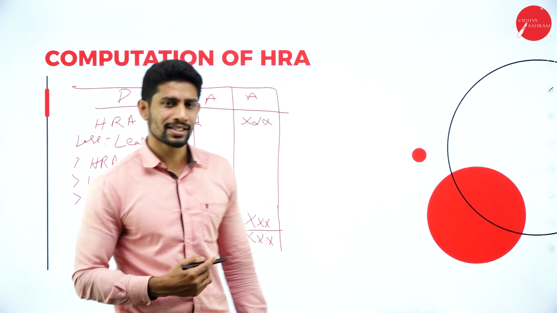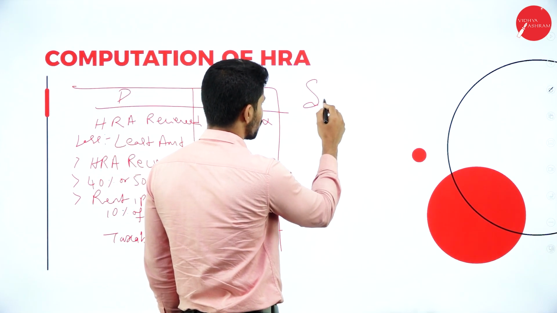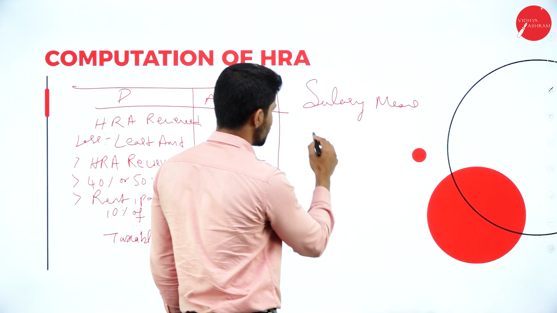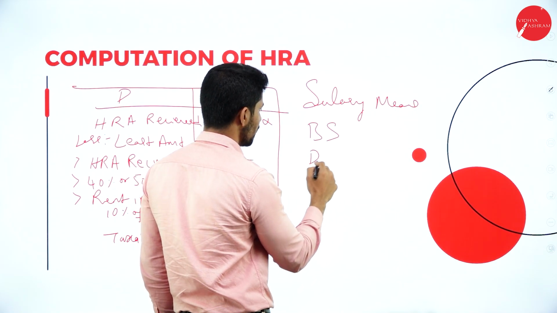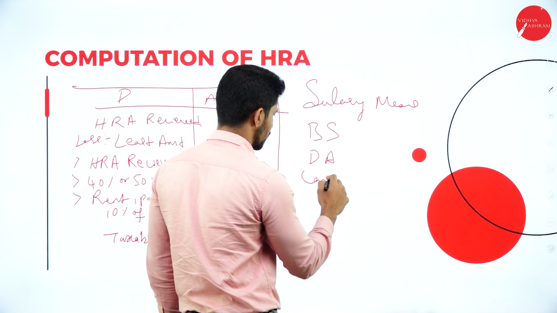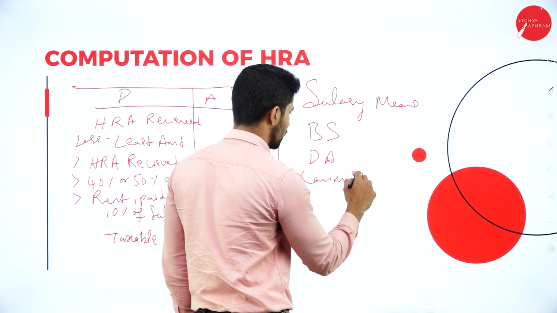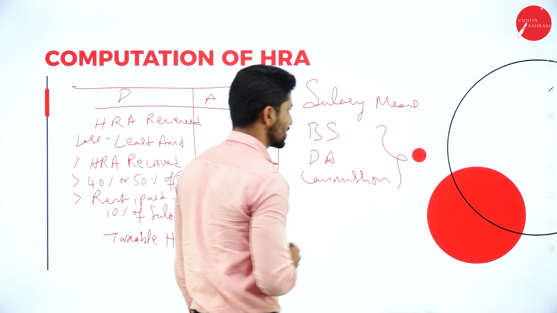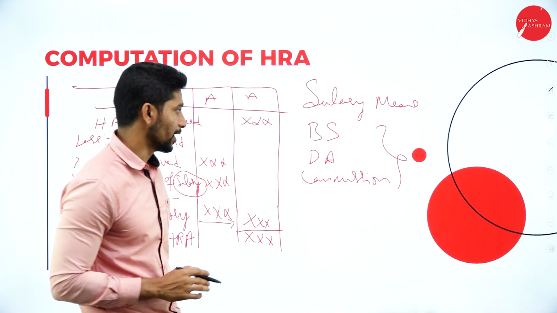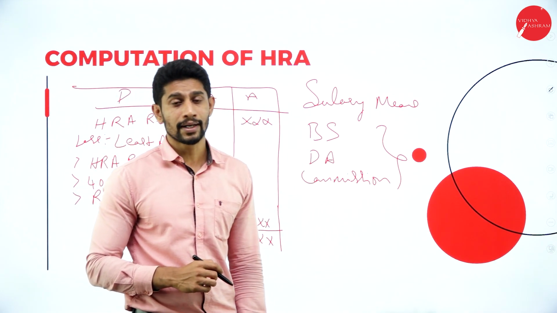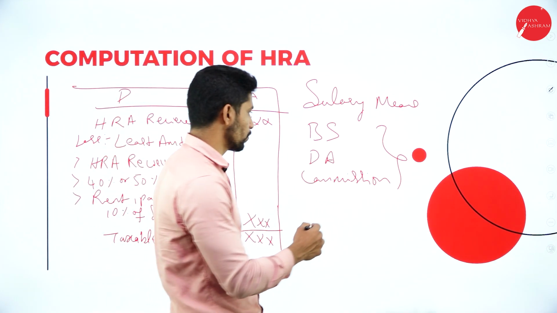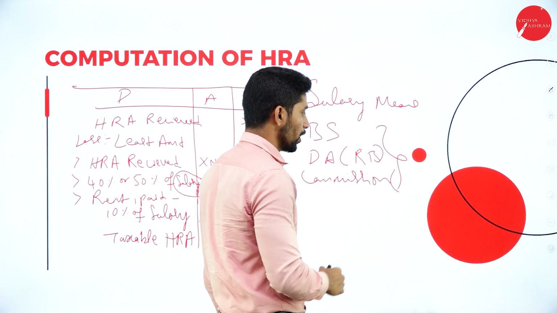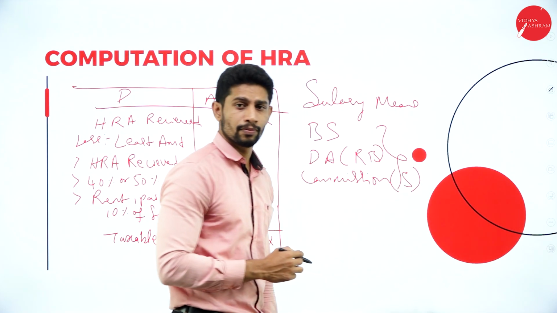So here, to know the salary, salary means basic salary, DA and commission. These 3 components are called salary for computation of HRA. And that too, DA should be part of retirement benefit, and commission should be on sales.